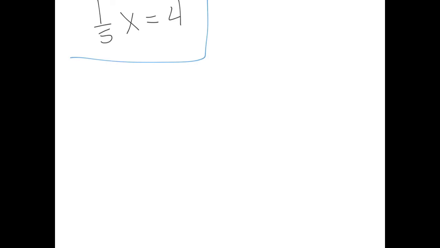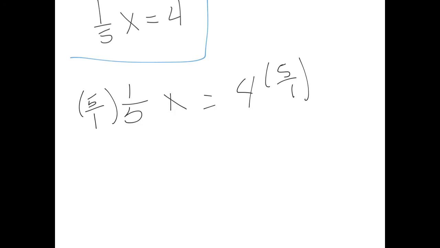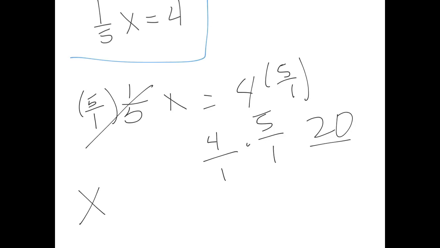First, you're going to rewrite the problem. So 1/5 times x equals 4. To undo this, you're going to have to divide, but dividing fractions, to make it easier on yourself, you're just going to times 1/5, but switch it to 5/1. And then you're going to do that to the other side. So this cancels itself out, so you're left with x. And then you're going to change that 4 into 4/1, so it's a fraction, times 5/1, which is going to be 20. So x is going to equal 20.